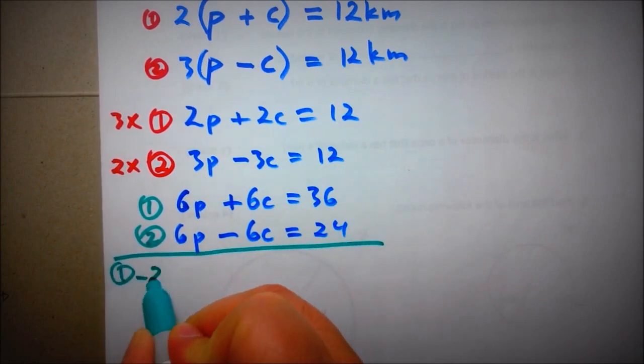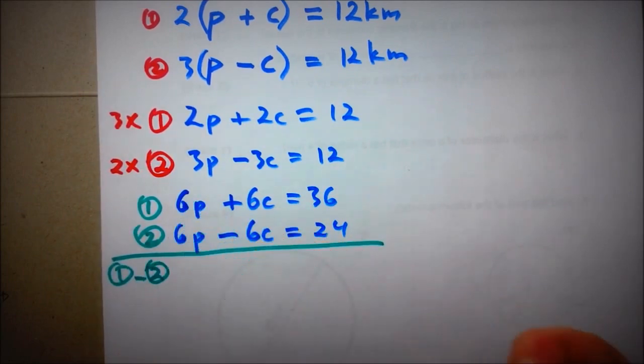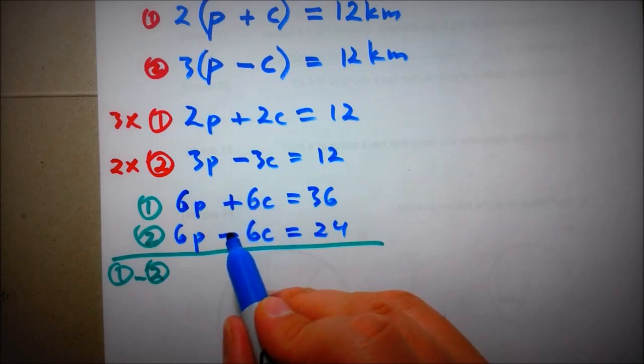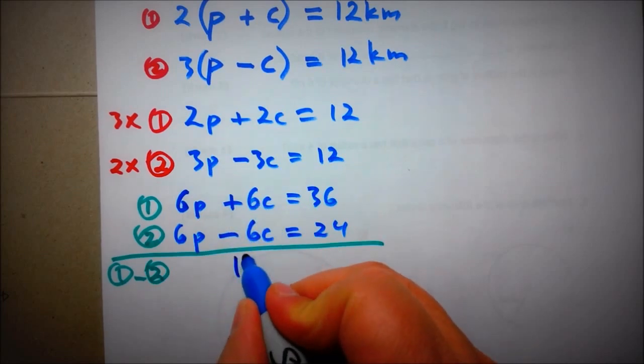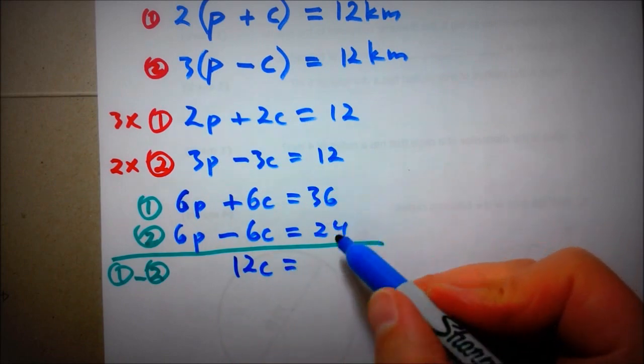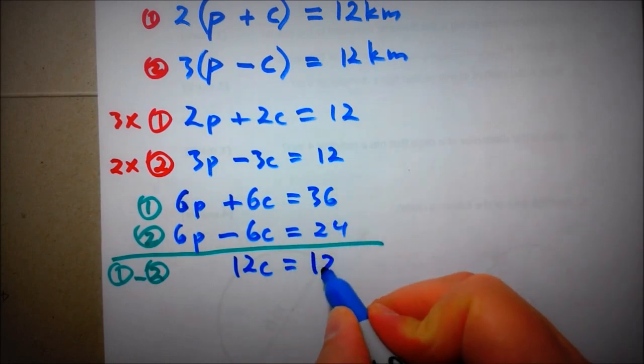Equation 1 minus equation 2. 6P minus 6P gives us 0P. I'm not going to write it down. And here, 6C minus negative 6C gives us 12C. And 36 minus 24 gives us 12.